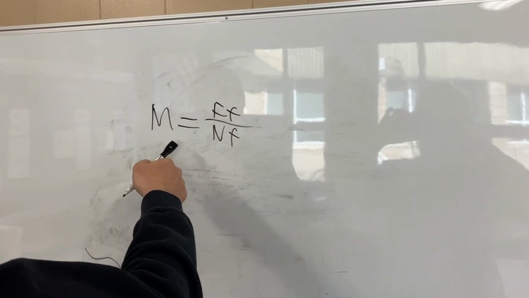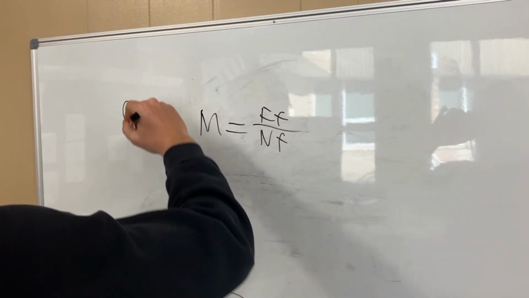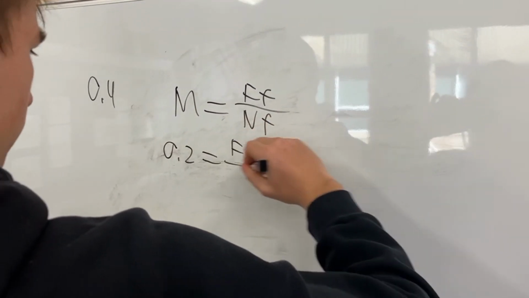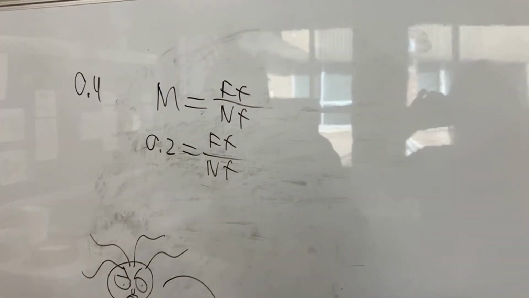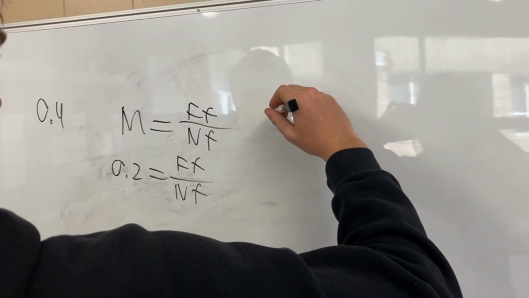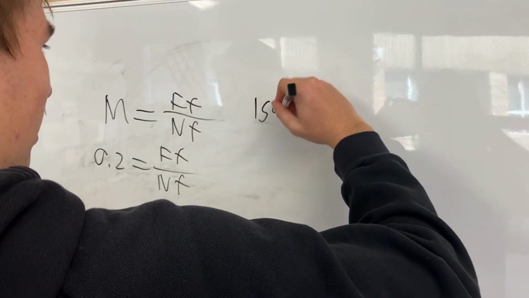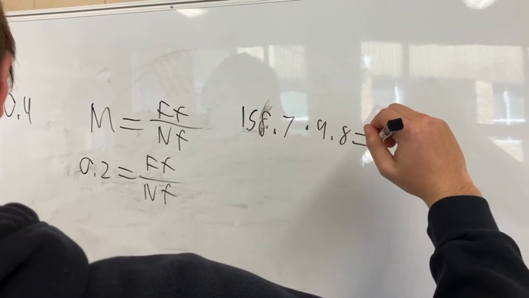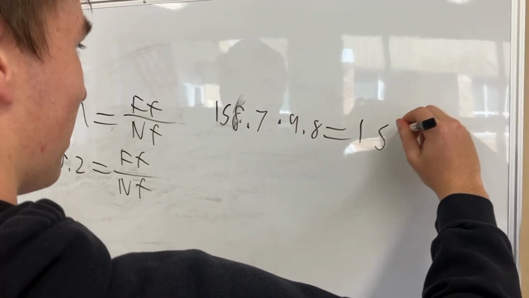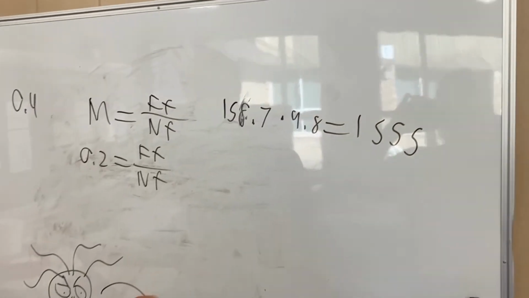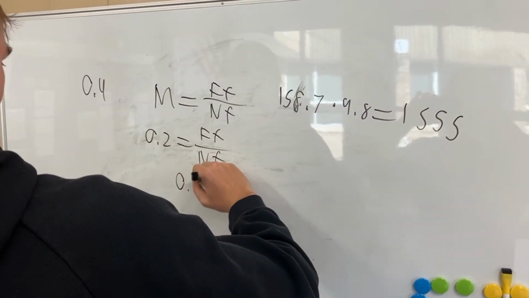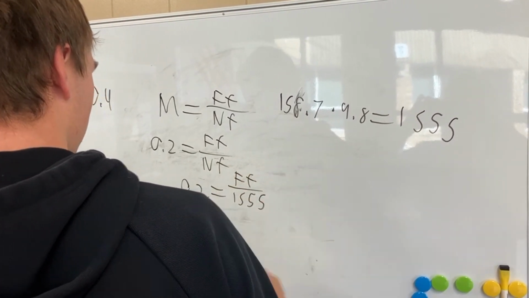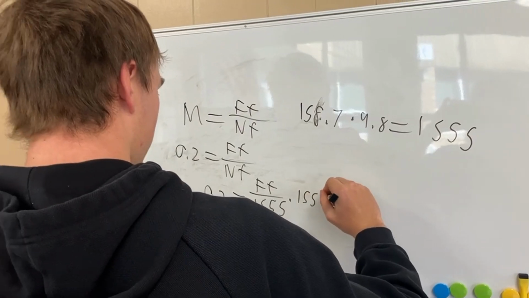Now, the mu of Ronnie's shoes on the gym floor is usually 0.4, but because of the water, it was 0.2. So we rewrite that. And then to find normal force, we do Ronnie's weight times gravity. So 158.7 times 9.8, and that equals 1,555. So 0.2 equals friction force divided by 1,555. And then we multiply these up.